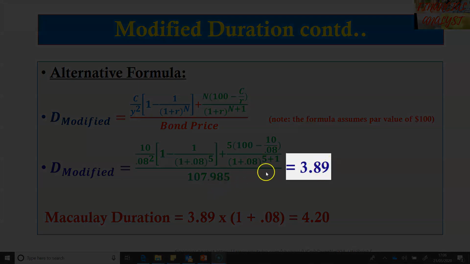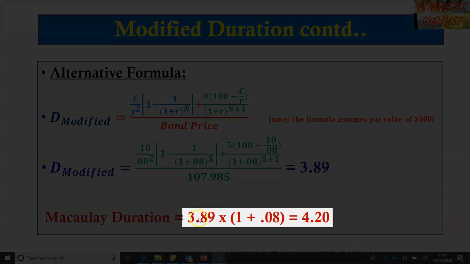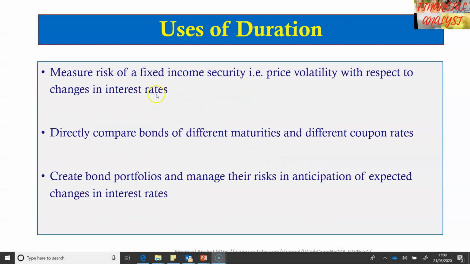We can adjust this to get back Macaulay duration, multiplying modified duration by the term 1 plus the R, that is 8% here, and we get Macaulay duration 4.2, which is the same as we obtained in example 3. Duration is a very useful measure for bonds. As discussed, it is a measure of the risk of fixed income securities and it helps us understand the risk in bonds with respect to changes in interest rates.